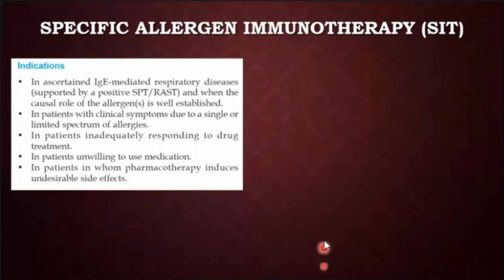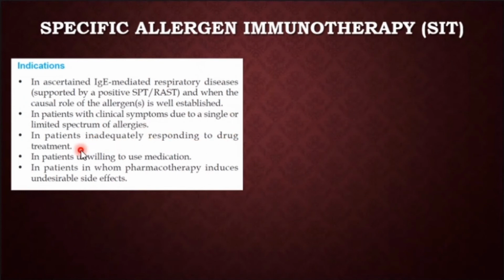So what are the indications of allergen immunotherapy? If there is IgE, you are sure that it is an IgE mediated respiratory disease, okay? And the causal role of allergens is well established. So not only are the IgE levels high, you've also done an allergy screen, and you've seen that the patient is allergic to a number of other allergens, including your house dust mite, your cockroaches, your other fungi. So the patient definitely has evidence of strong allergies by your skin tests, and at the same time the IgE levels are elevated. Okay, in addition to that, the patient has clinical symptoms and is inadequately responding to drug treatment.